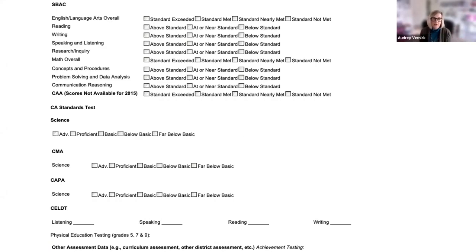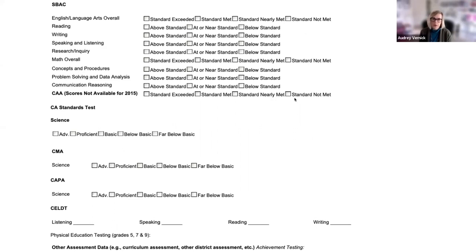Every state has their own form, but it's going to tell you, this page is the reporting on the scores that your child received on testing, state and local testing, right? So this should be filled in. This should not be blank. This is actually from my son's IEP and it was blank. So each area they were assessed in, it should say whether the standard was exceeded, met, nearly met, or not met, et cetera.